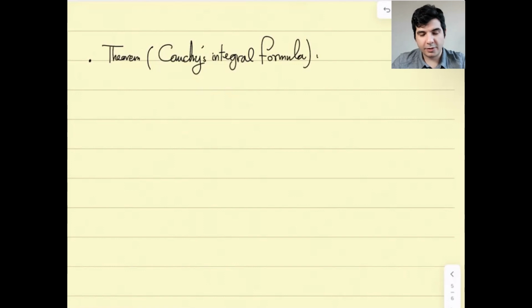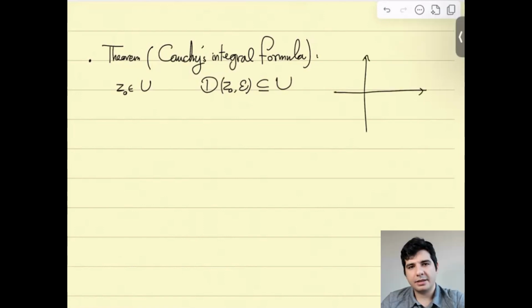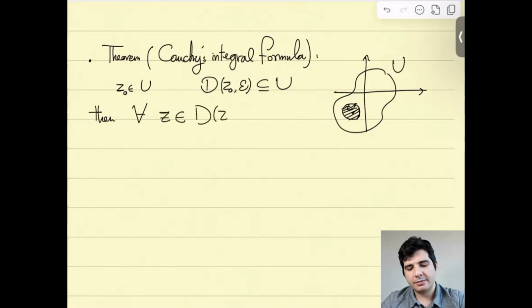So what does Cauchy's integral formula say? It says, suppose z_0 is a point in U, and suppose you have some positive epsilon such that the disk centered at z_0 with radius epsilon completely falls inside U. So if this is our complex plane, and this is U, this is z_0, and the small disk centered at z_0 with radius epsilon is completely contained in U. Then for any z inside this disk, we have the following.